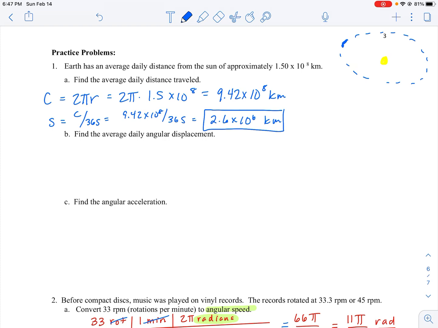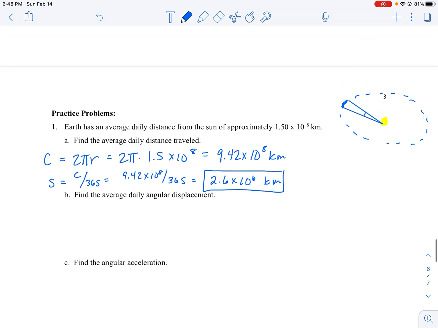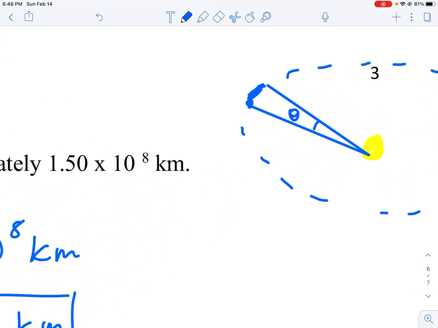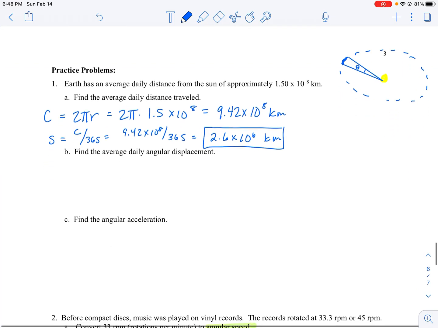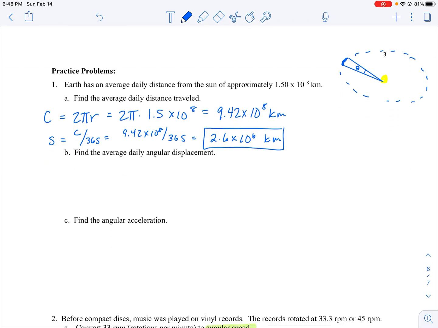Okay, next part. Find the average daily angular displacement. Now the angular displacement would be how big this angle is. How big of an angle do we sweep out in a day? So all the way around, the angular displacement for the entire thing would be 2 pi radians. But for one day, it's going to be 2 pi divided by 365.